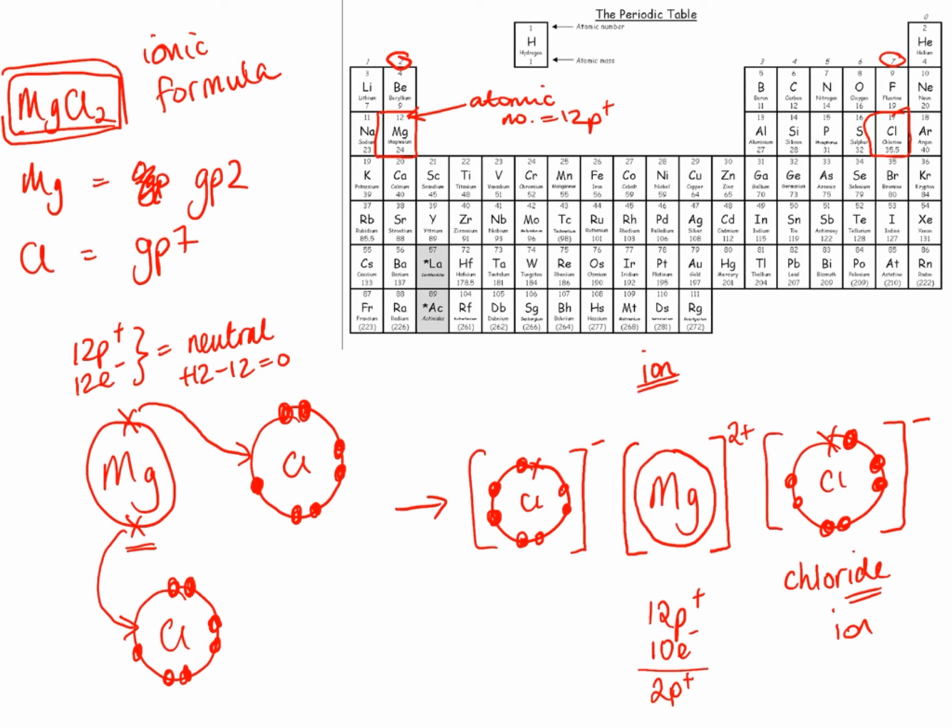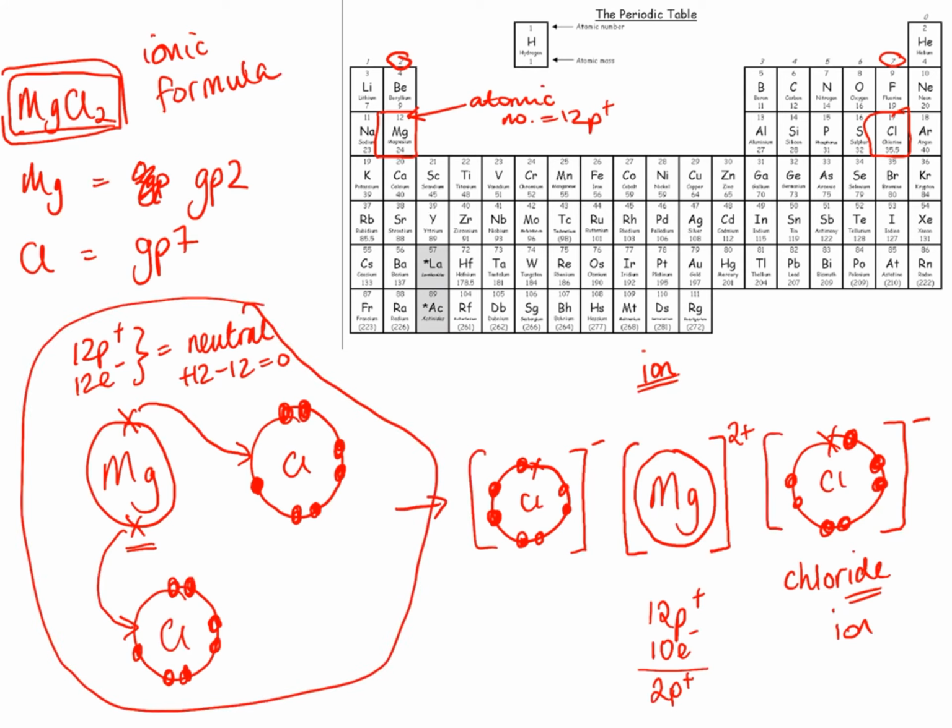In an exam, if they ask for the dot cross diagram for magnesium chloride, you wouldn't need to do the working on the left hand side. That is just working. The dot cross diagram is purely the bit on the right hand side.